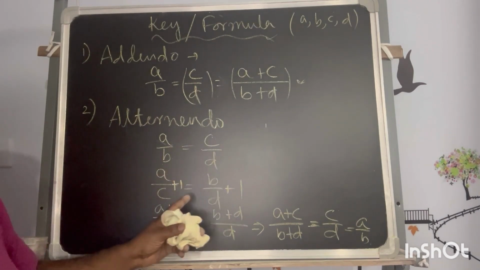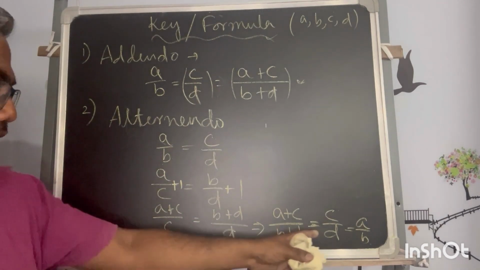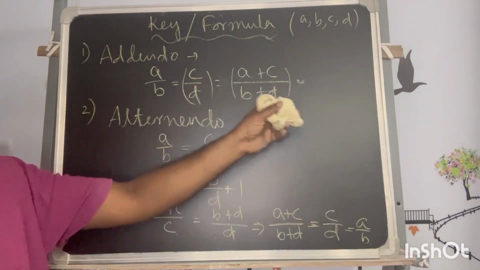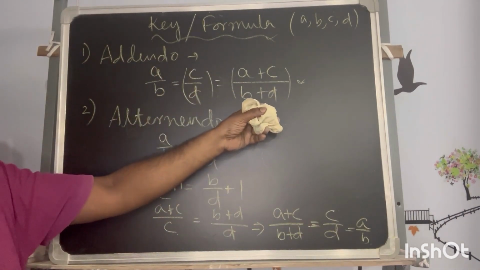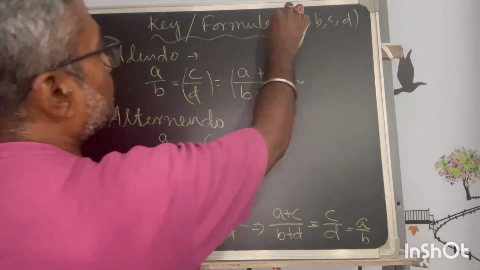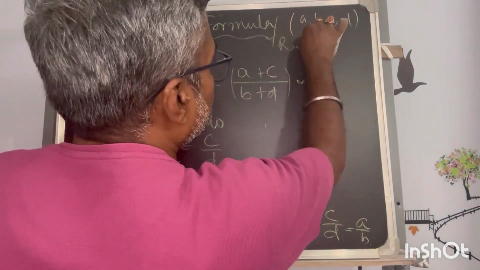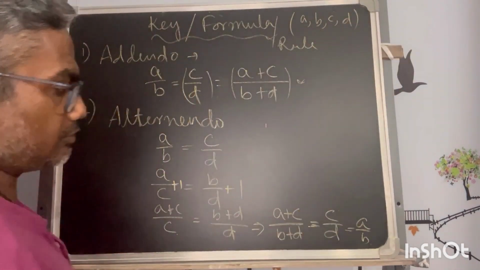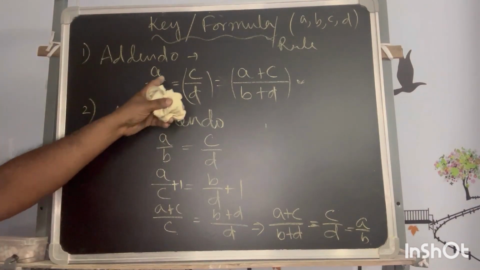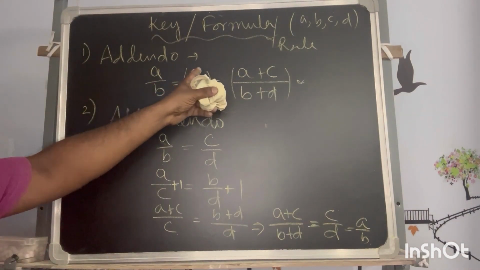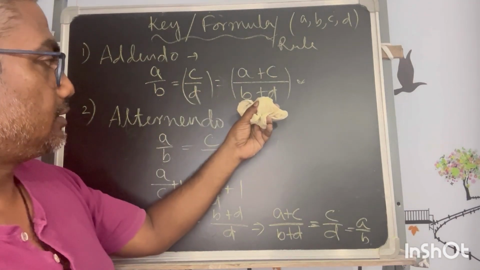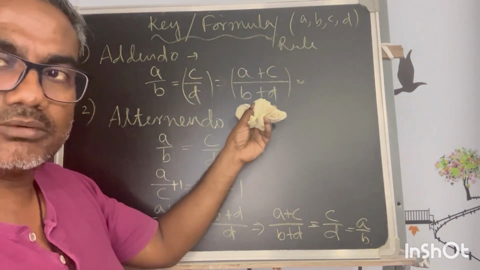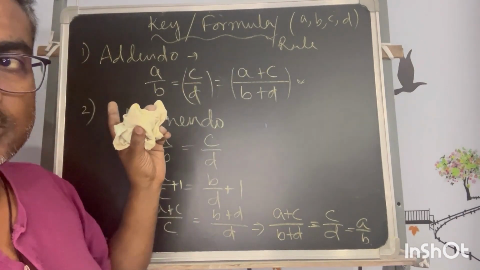A by C is equal to B by D. There I am adding 1 and getting this relation. So this can be proved. So this is called addendo rule. This is the key formula or rule, whatever you say. So if A by B is equal to C by D, we can add the antecedents and add the consequents, and whatever ratio comes will be equal to this.